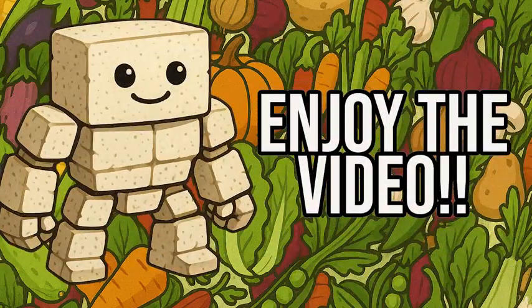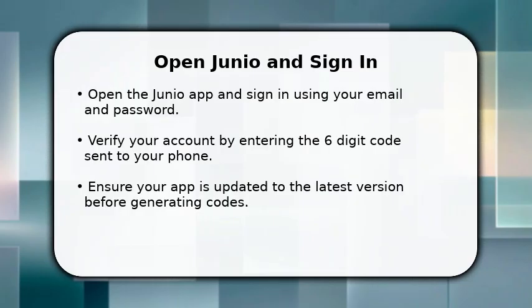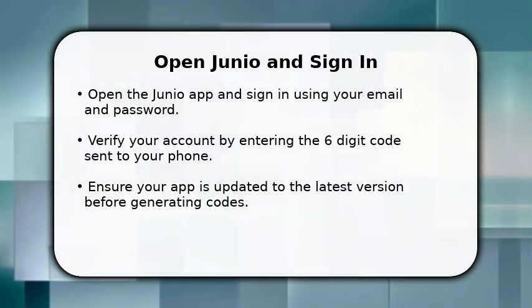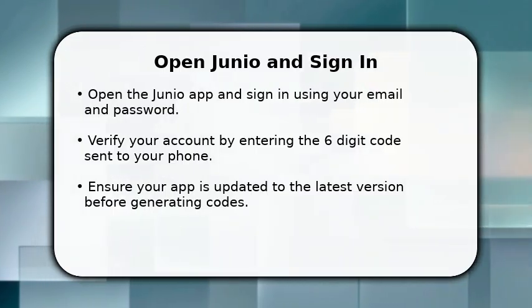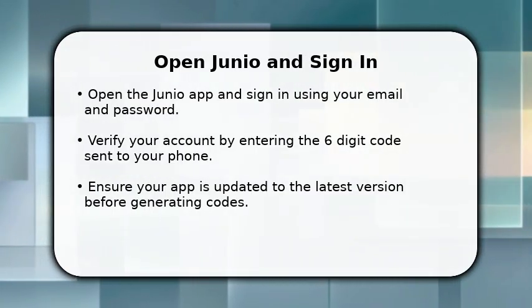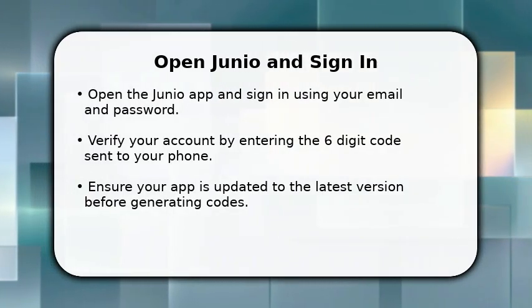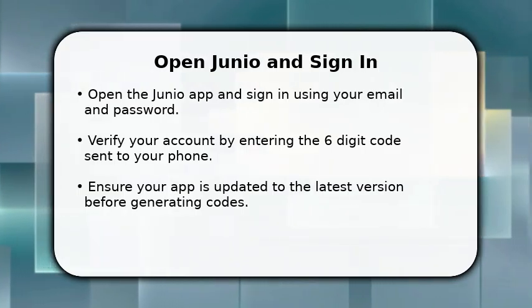Please enjoy the video. Open the Junio app on your phone and sign in with email. Enter your password carefully to avoid lockouts. Junio sends a 6-digit code to your phone for verification. Enter the code immediately to complete sign-in. If you do not receive a code, request a new code and check your signal.